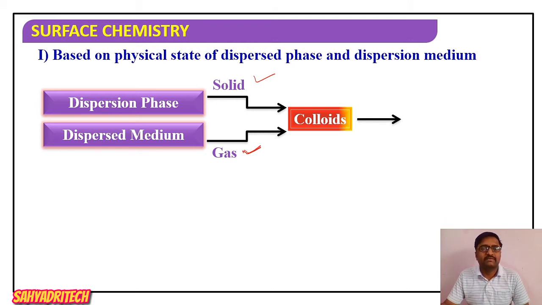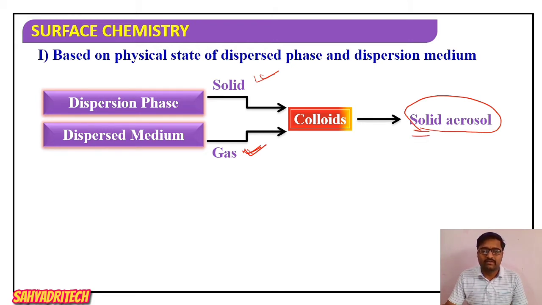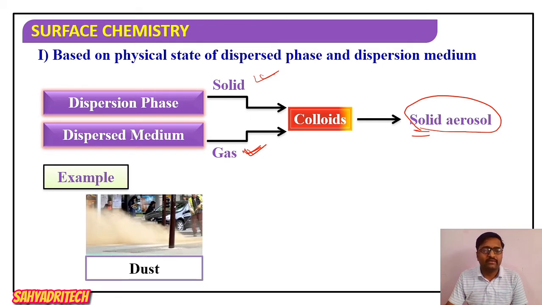Under dispersed phase, solid is there, dispersion medium, gas is there. If it is the case, then the colloidal system is called solid aerosol. What do we call it? We call it solid aerosol. So just repeat, if the dispersed phase is solid and that of dispersion medium is gas, then such colloidal system is called solid aerosol.